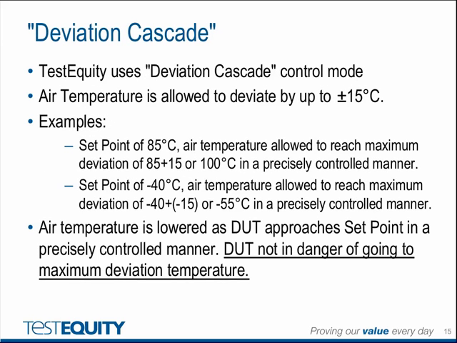Test Equity uses deviation cascade control mode. The air temperature is allowed to deviate by up to plus or minus 15 degrees C from the part temperature set point. The air temperature is lowered as the DUT approaches set point in a precisely controlled manner. With this method, the DUT is never in danger of going to the maximum deviation temperature.